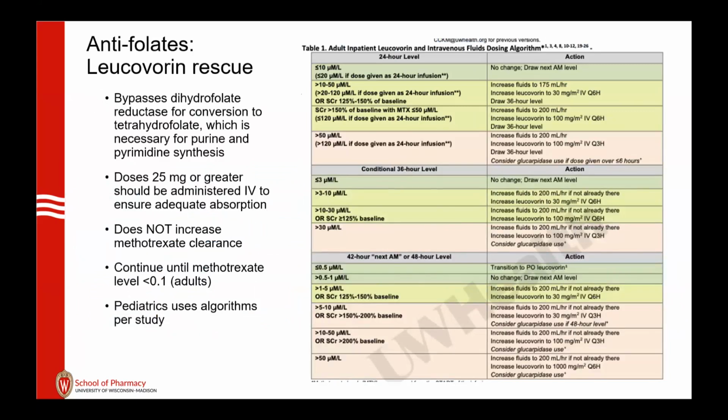So the supportive care adjustments are based on this. This is also something to kind of favorite, especially if you're on a heme rotation, I guess. We really have to give it IV if the dose is greater than 25, otherwise it's not absorbed. Leucovorin does not increase methotrexate clearance. It just provides the building blocks of DNA. So you're replacing what methotrexate takes away, not clearing methotrexate.